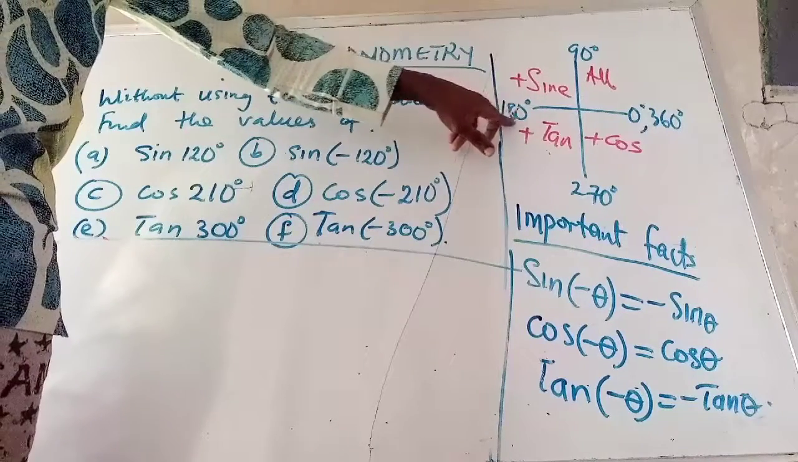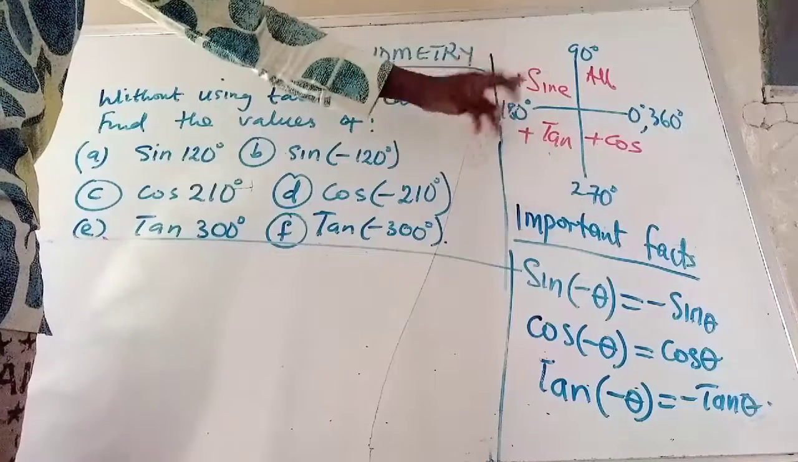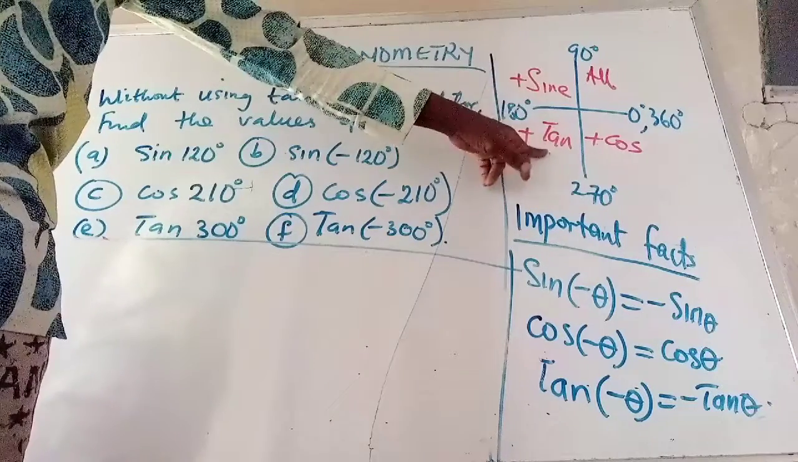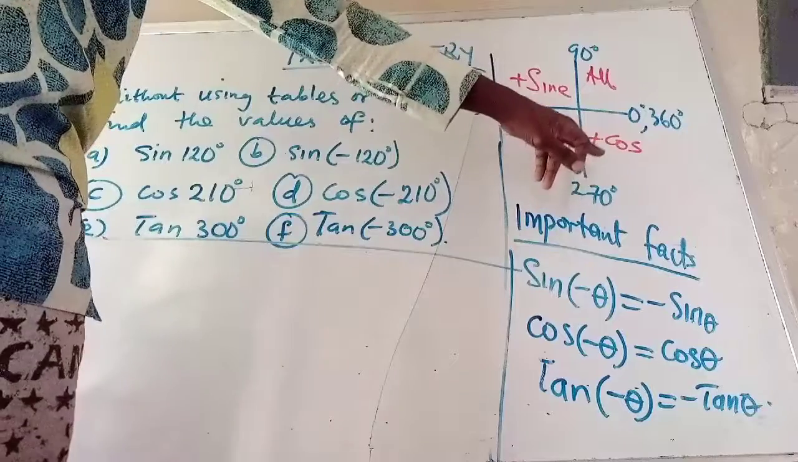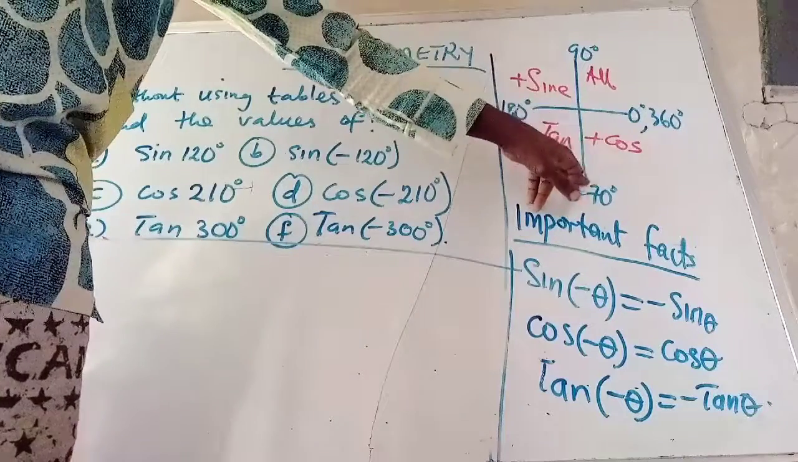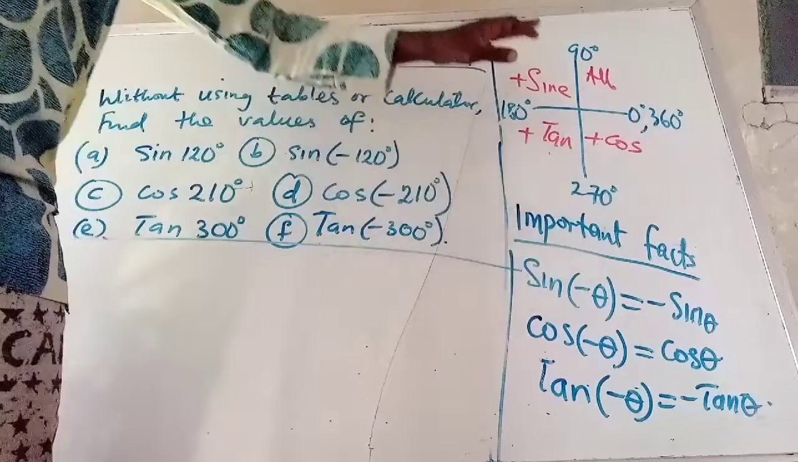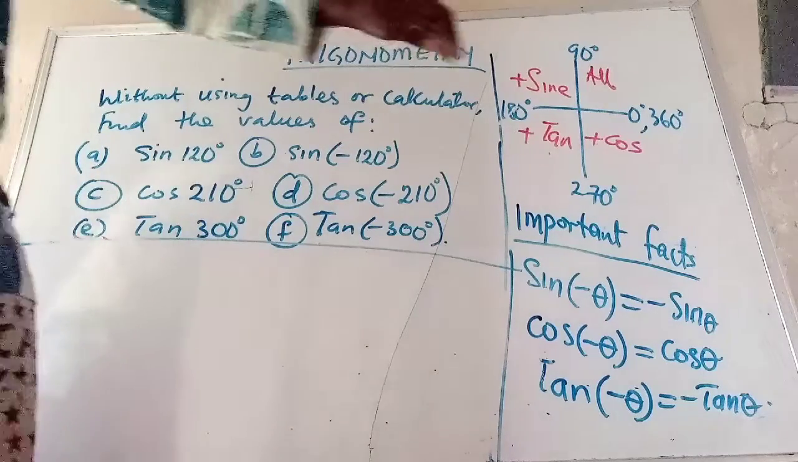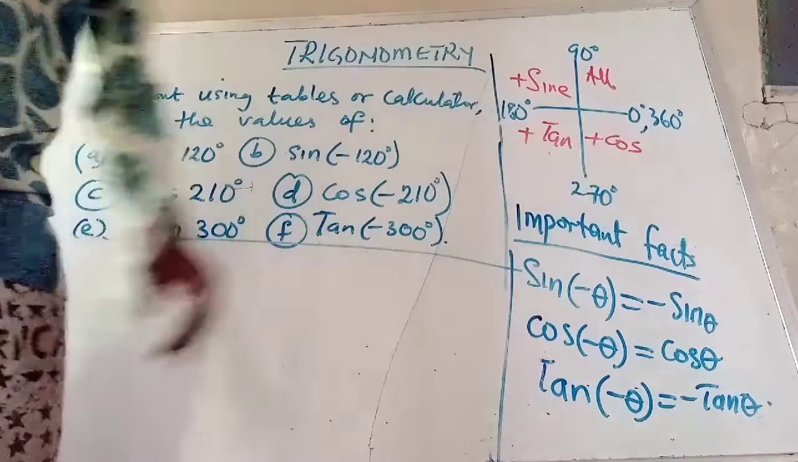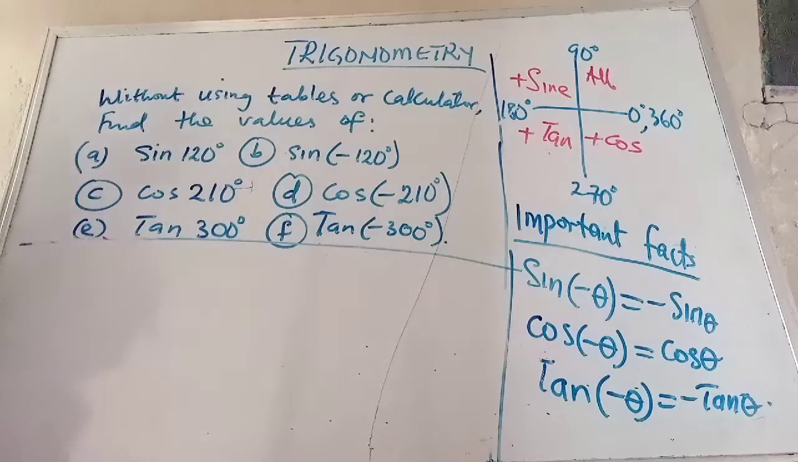For any angle greater than 180 but less than 270, only tangent will give you a positive value. Sine and cosine will give you a negative value. While only cosine will give you a positive value for any angle between 270 and 360. Any other one, such as sine and tangent, will give you a negative value. That is the first point you must hold on to.